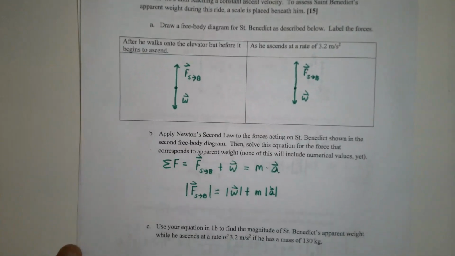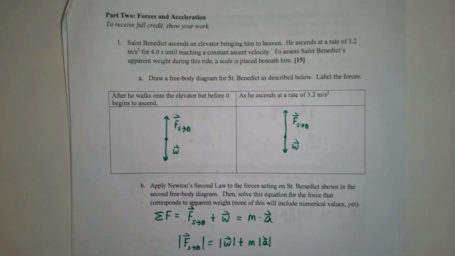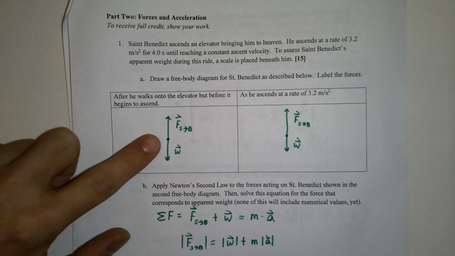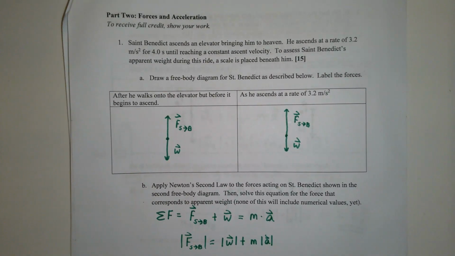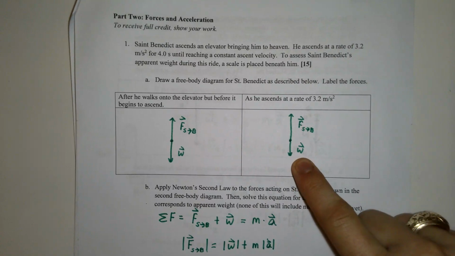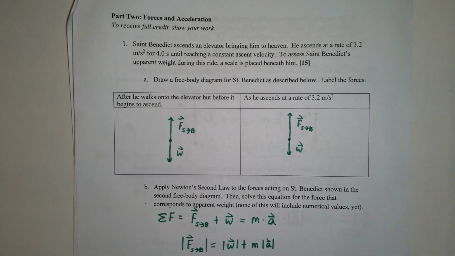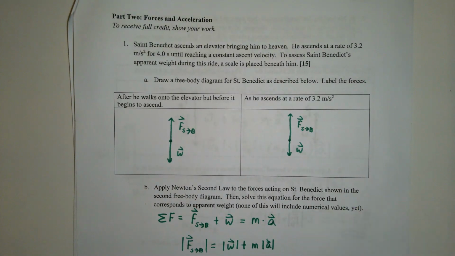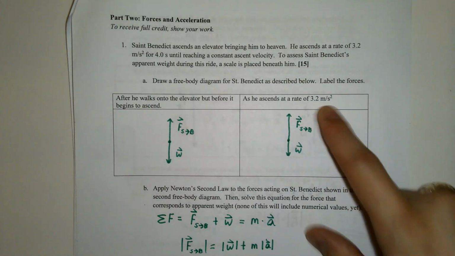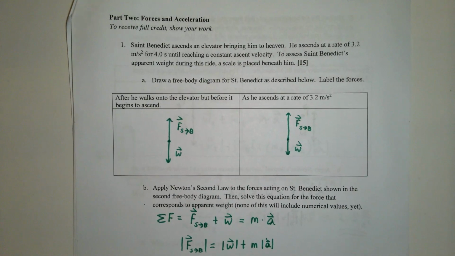All right, as Saint Benedict ascends this elevator and goes into heaven, right before he begins ascending, his weight is equivalent to the force that the scale places on Saint Benedict. If it wasn't equivalent, then he would be accelerating, but he's not. He's just standing there, right? He'd be accelerating because there would be some net force. And that's what we see here in this diagram: the force of the scale on Saint Benedict is greater than his weight, so there is a net force. That net force is in the same direction as his acceleration, which is upwards at 3.2 meters per second squared.